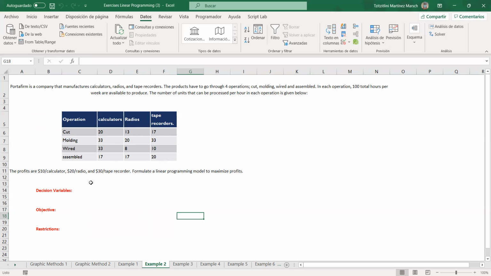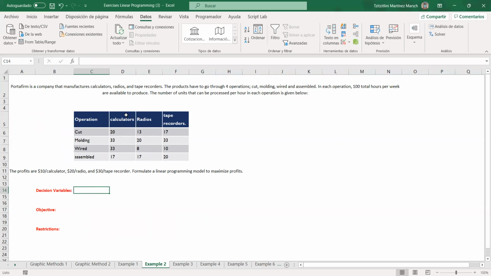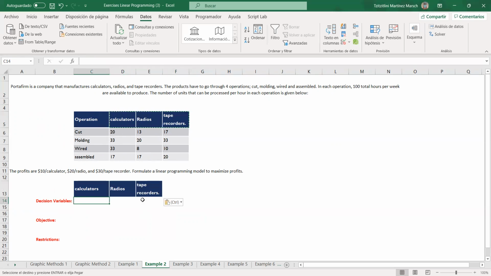Out of every calculator, we get $10. Out of every radio, we get $20. And out of every tape recorder, we get $30. So my variables, to make this a little bit bigger, are these. Just going to put them up here. That's what I'm going to try to find: how many calculators, how many radios, how many tape recorders.